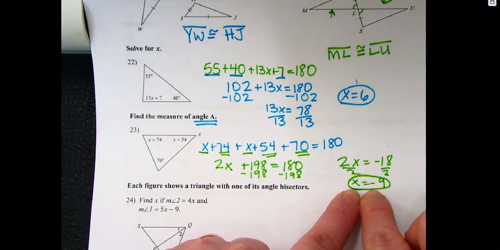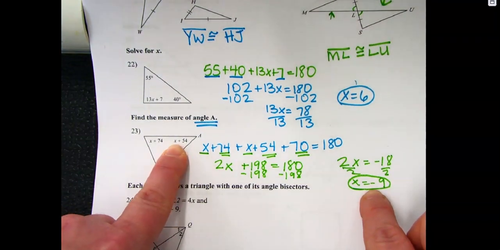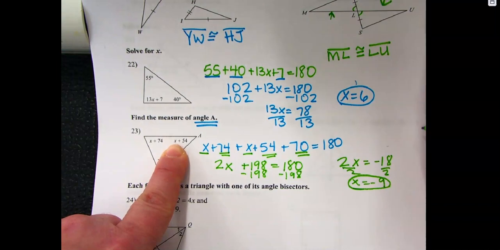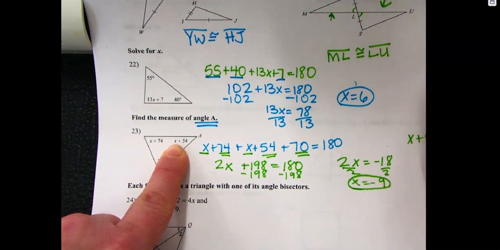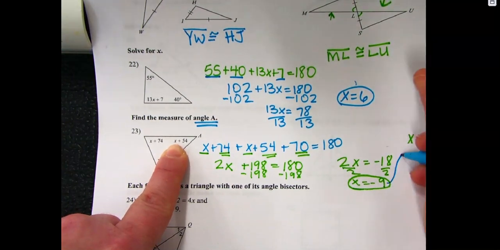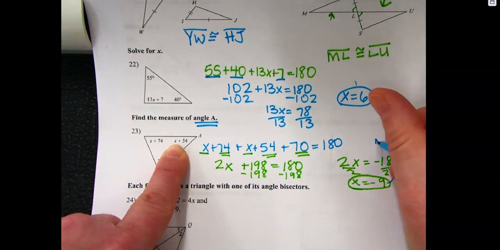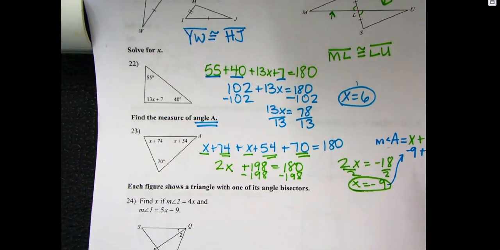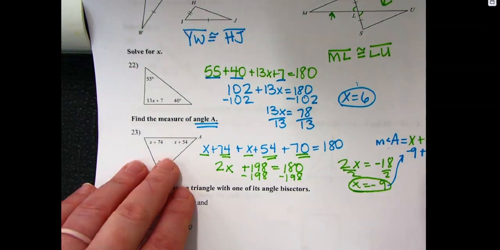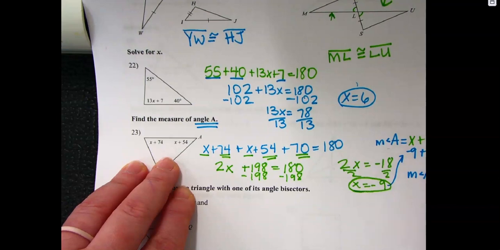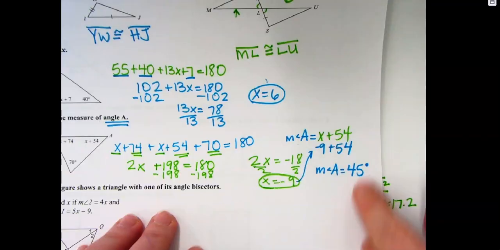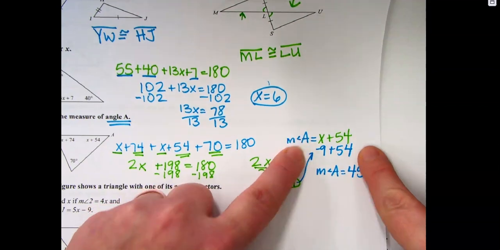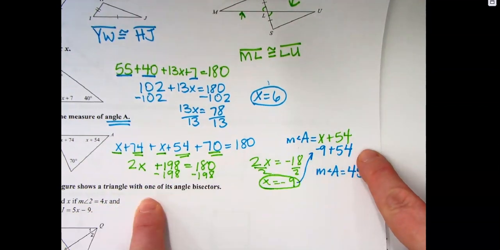I need to find angle A. So I have to take this and plug it into A, which is x plus 54. So I'm going to take that negative 9 and plug it in. Negative 9 plus 54 gives me the measure of angle A, which is 45. Sorry, y'all couldn't see any of that. x plus 54, you plug in that negative 9, and that gives you 45.